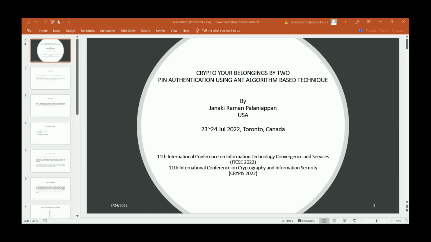Our paper title is Crypto Your Belongings by Two Pin Authentication using Ant algorithm based technique. So I would start with the context, like the problem, why this paper has been started, and what has been done.